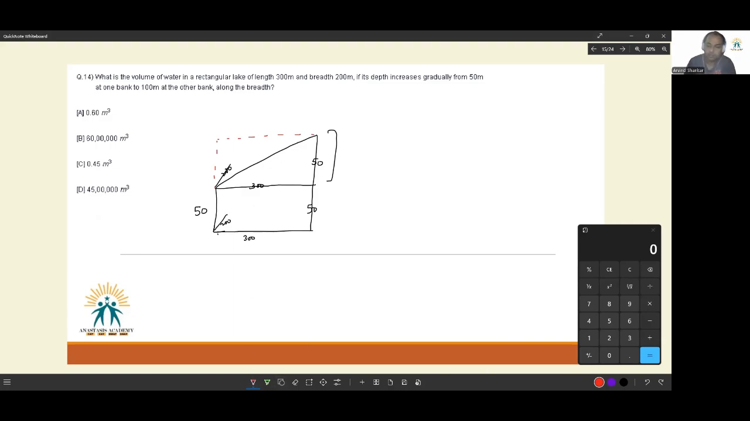So can I go ahead and simply find the volume of this cuboid and multiply it by 1.5? Volume of this cuboid will be 50 into 200 into 300, and then 1 full and 1 half, so into 3 by 2. Cancel, cancel, becomes 100. 3 into 3 into 5 is 45, followed by 1, 2, 3, 4, 5 zeros. This will be the total volume of water present, so the correct answer is option D.